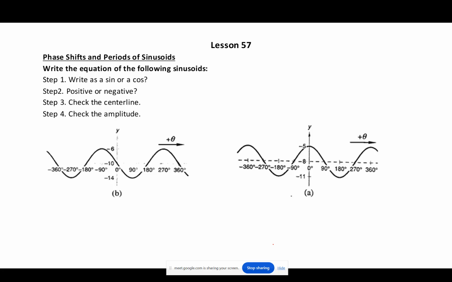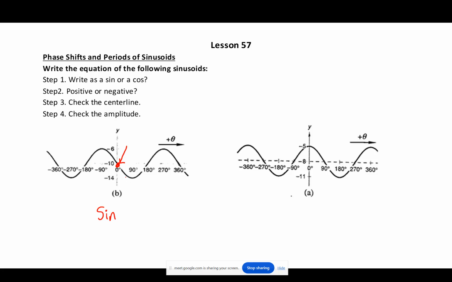But first of all, let's just review how to write the equation of a sinusoid. So if I want to write the equation of the following sinusoids, here's what I do. First of all, I say, should I write this as a sine or a cosine? Well, I'm going to write this as a sine because I can see that the function, the curve, is passing through the origin on its way up or down. That's how I can tell whether I want to write it as a sine or a cosine.